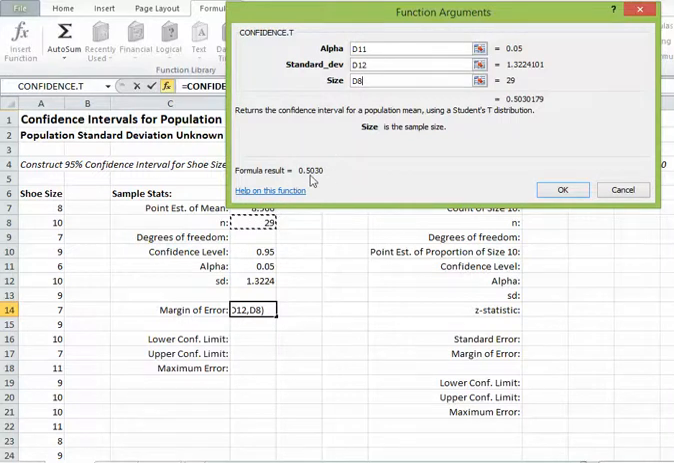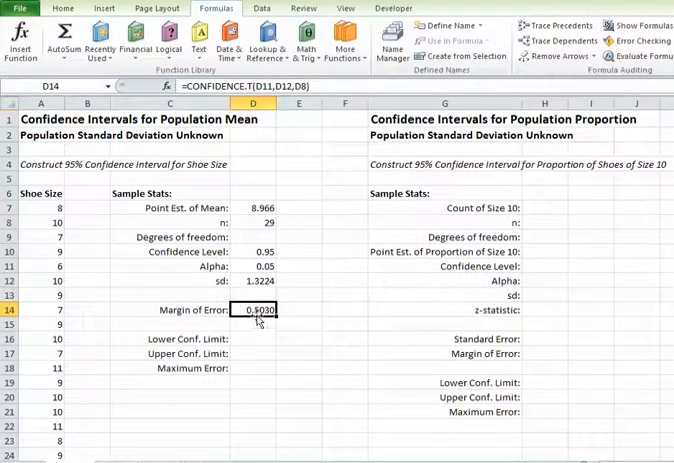Gives me a look ahead, says your margin of error is 0.5. We say OK, and there it plugged it in. There's our equation to get the margin of error, which again is everything after the plus or minus. And using now our point estimate of the mean and the margin of error, we can find the range, the upper and lower limits that define our confidence interval.